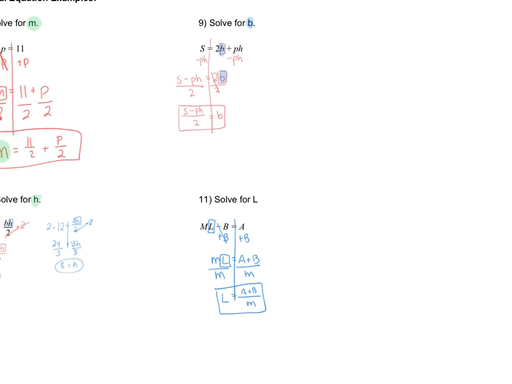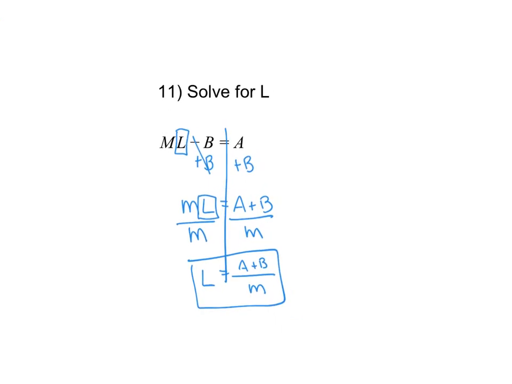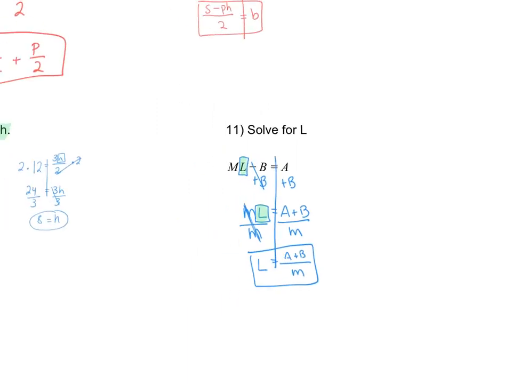Number 11, I'm trying to solve for L. Trying to get this L by itself right here. So the first thing I did is I added b to both sides. Well, remember, a and b are not like terms, so I just have a plus b there. I'm still trying to solve for L, so I have to divide both sides by m so that these can cancel out here. And I'm just left with L equals a plus b over m.